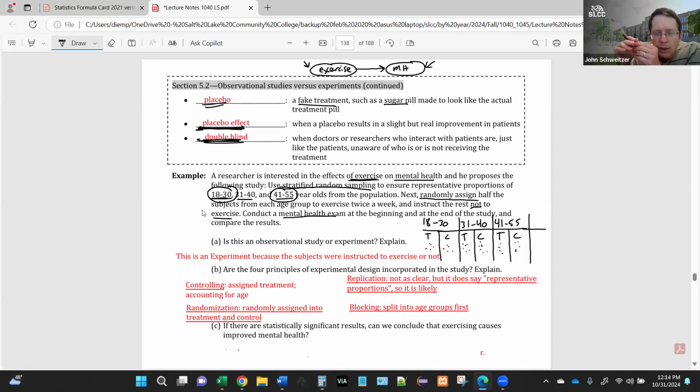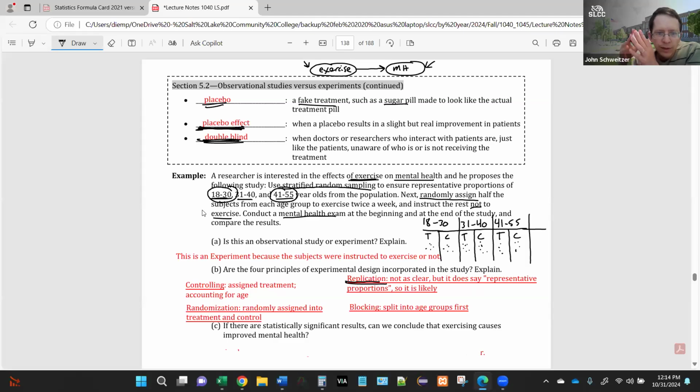Replication, again, in this context, we're not talking about redoing the study to verify results. What we're talking about with replication is having a large enough sample, right? So we don't want to do this on just two people or one person. I know that sounds obvious, but you hear people talk about that all the time. They'll say, well, this worked for my buddy, or this didn't work for my cousin, and they try to use that as an argument for a causal relationship. But that's not really going to cut it for a formal experiment.